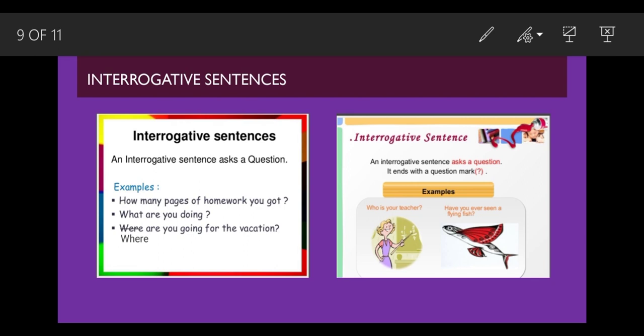Now let us take up a few examples. How many pages of homework did you get? What are you doing? Where are you going for the vacations? Who is your teacher? Have you ever seen a flying fish? Now all these sentences make an inquiry and they all end with a question mark. So interrogative sentences are really easy to identify. They are all questions.